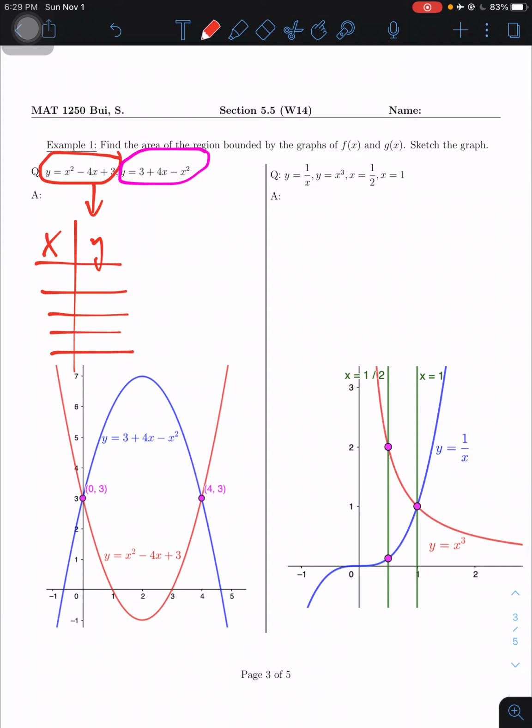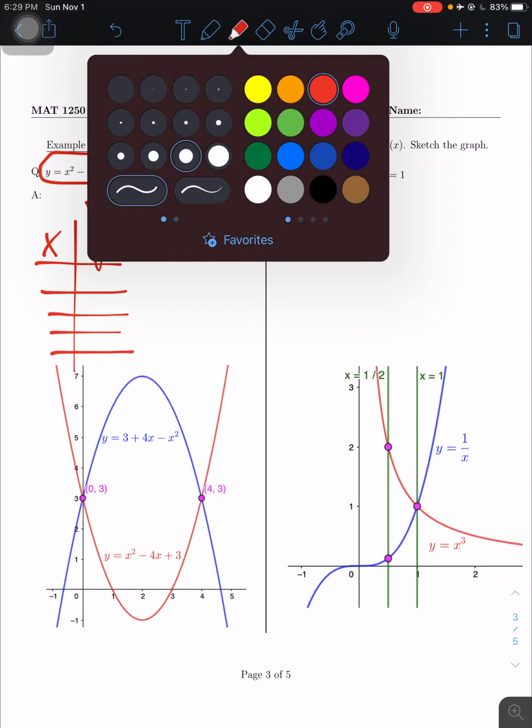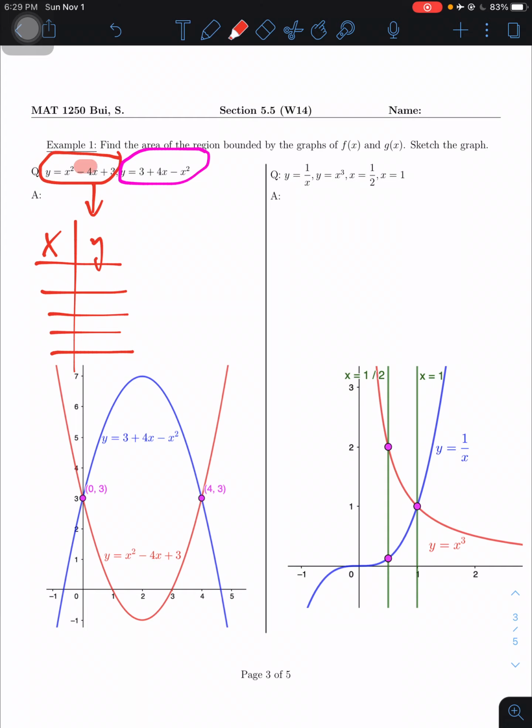So first things first, what do we do? Well, we're going to take the middle term. Let me highlight in red. This one, we divide by 2. So we all know that negative 4 divided by 2 is negative 2. So that would be our center, which should be on the third chosen number.